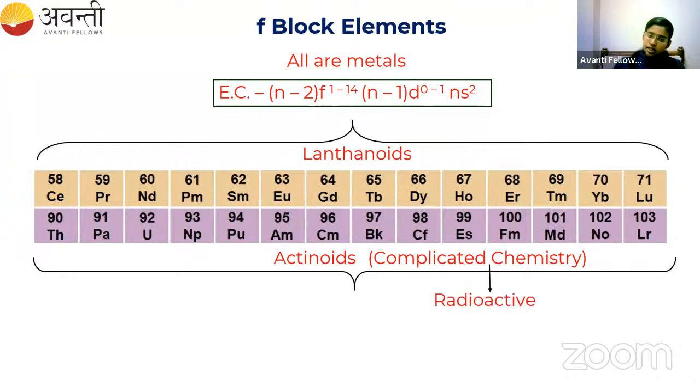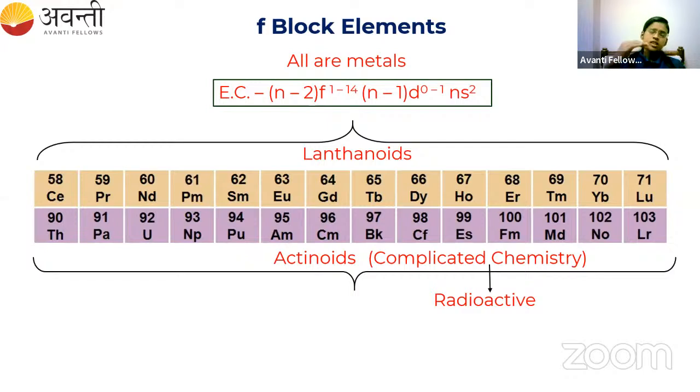If they are radioactive, then they will be unstable. So if something is highly unstable in nature, then it won't exist for a long time, right? So we cannot do any reactions having those elements which are radioactive or unstable. So that's why the study of chemistry for actinoid is very, very difficult.